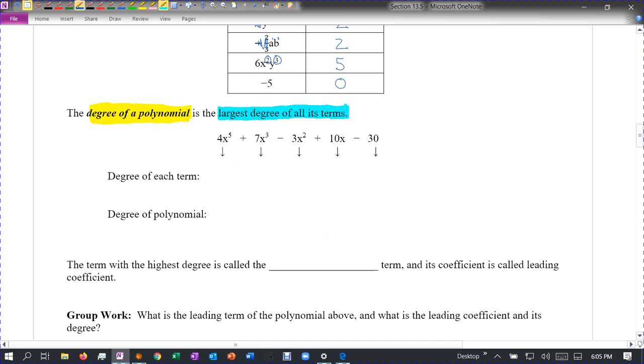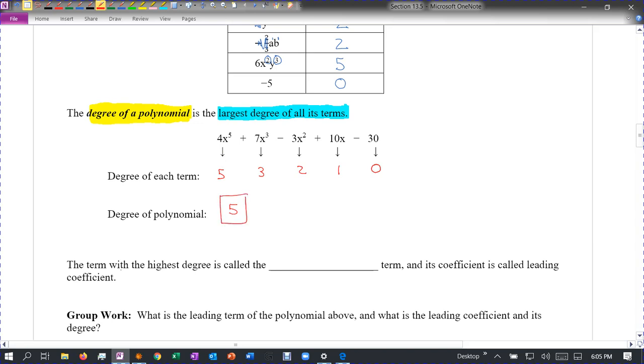So let's look at this example here. Let's just write down what the degree of each term is. The degree of this one's 5, this one's 3, this one's 2, this one's 1, and this one is 0. So what is the degree of this polynomial? It's the highest number we see there, which is 5.